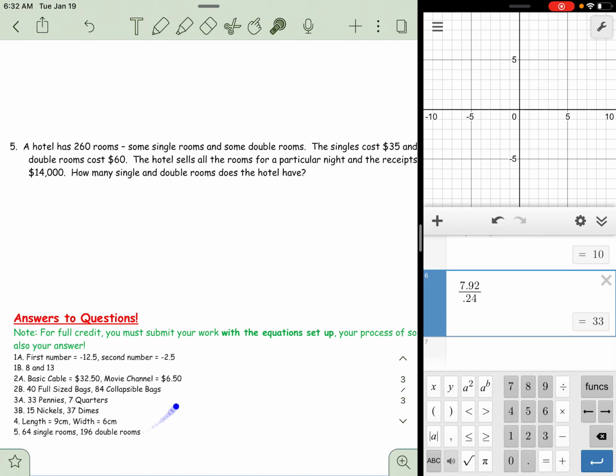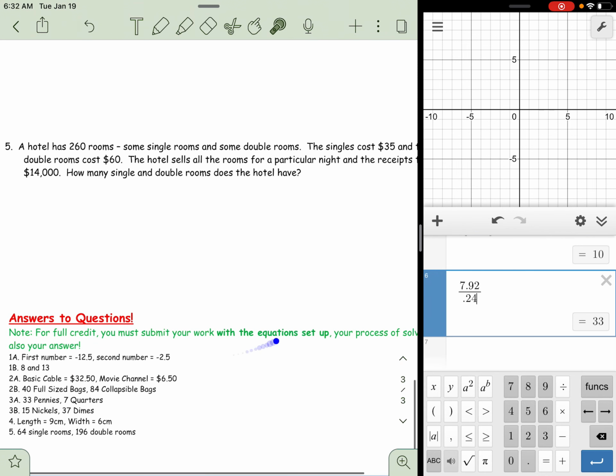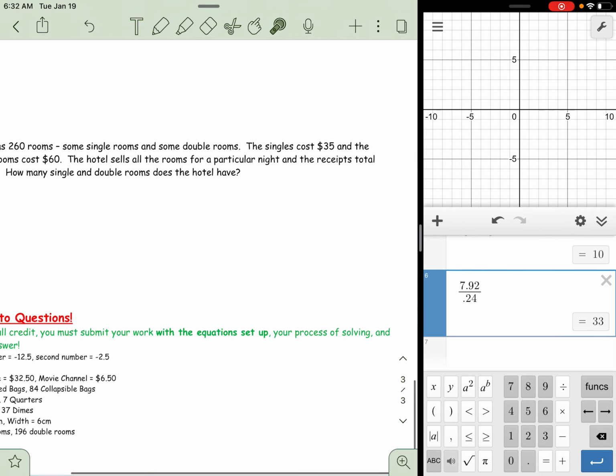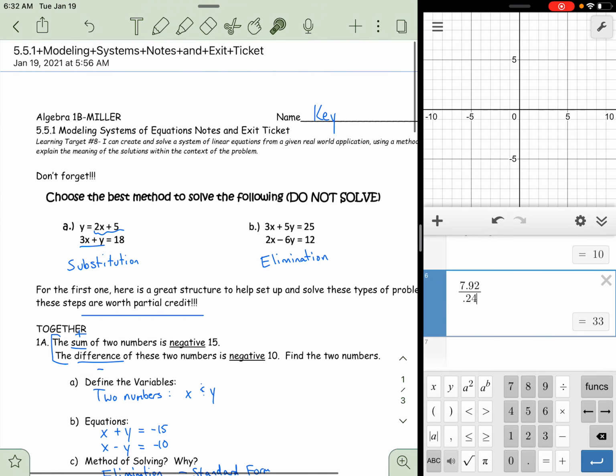That's all. Okay, so you got an exit ticket here. Go ahead and try the rest. You can see that the answers are down here at the bottom. Okay, so check your work when you're done, but for full credit, you must submit your work with your equation setup, your process of solving, and your final answer. All right, let me know if you have any questions.